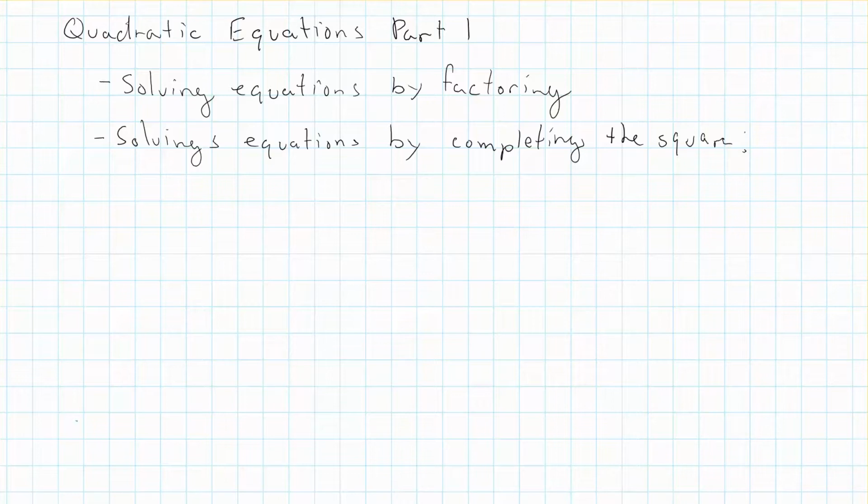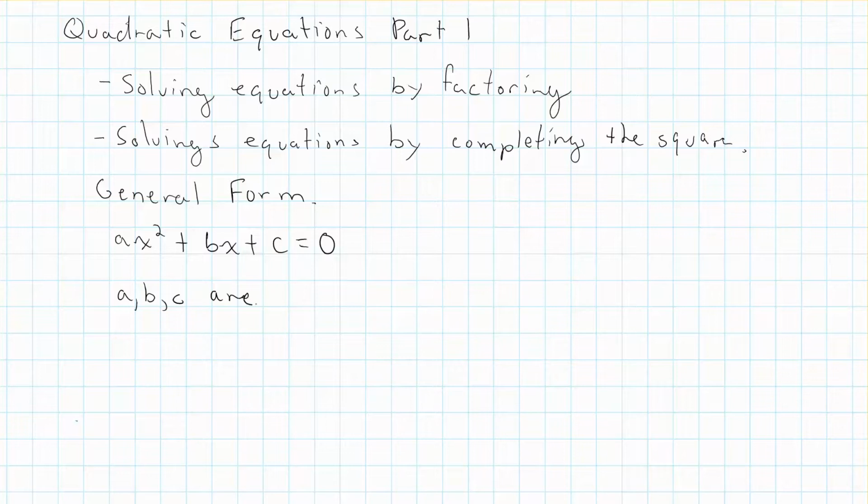But before we do that, let's talk about quadratic equations, so we make sure that we only apply these techniques to the right equation. So the general form that we're going to want to have these in is where we have ax squared plus bx plus c equals 0. And here, a, b, and c are real numbers, and a does not equal 0. Because if a equaled 0, we wouldn't have quadratic anymore, because it's the x squared that makes it a quadratic.